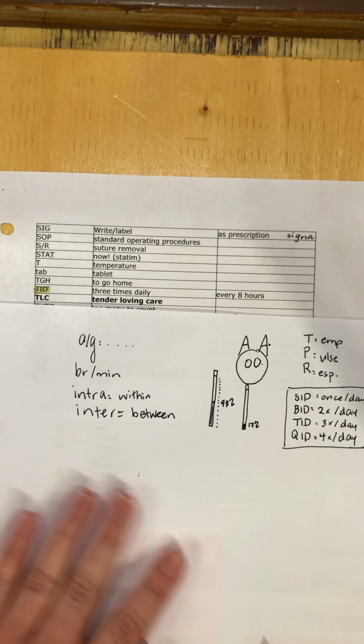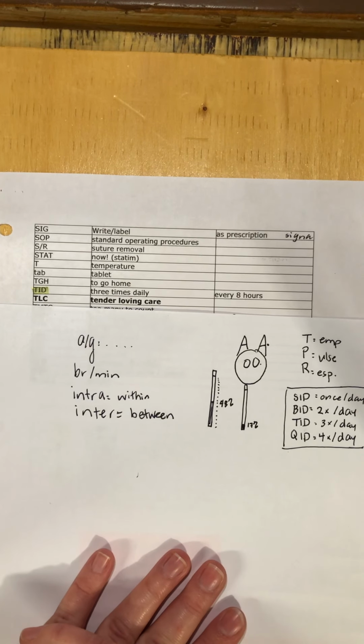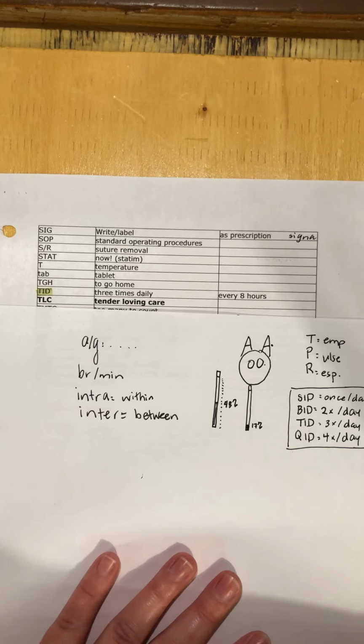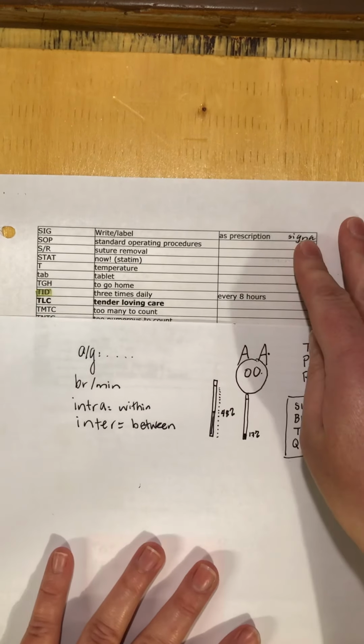So TLC stands for tender loving care. I always call it medical love. Tender loving care is things that we can do in the clinic to help an animal feel a little bit more at home, to give them some love. TLC is something that we can all help with in clinic. So it's just giving animals little pats, keeping them clean, talking to them, saying nice things. That's TLC.